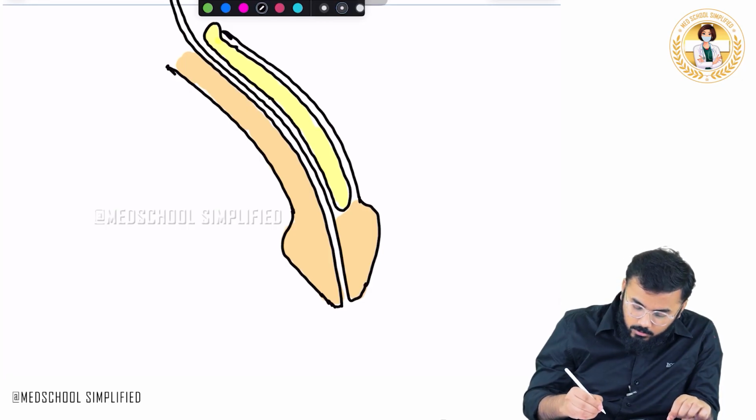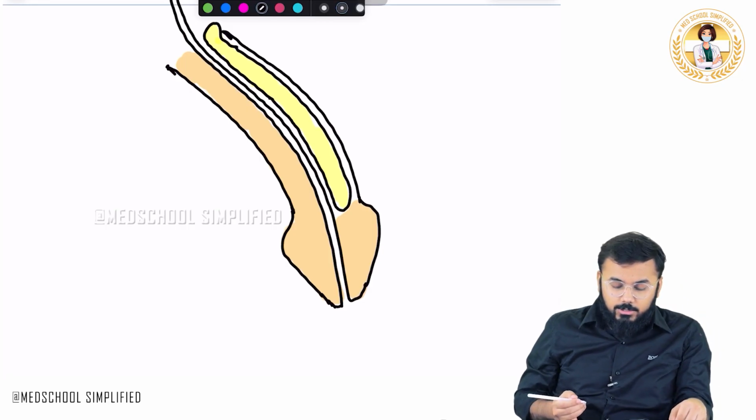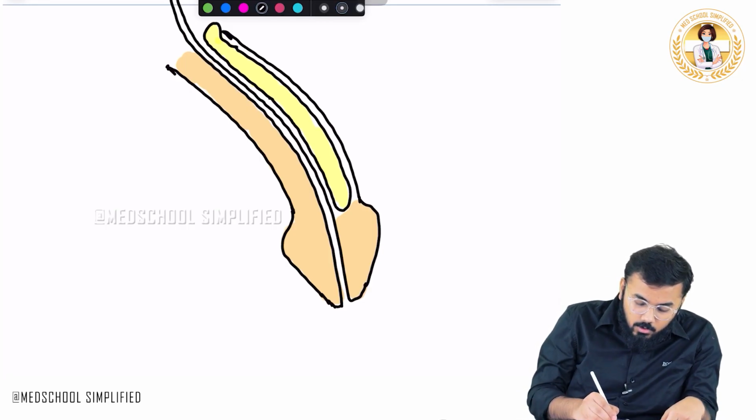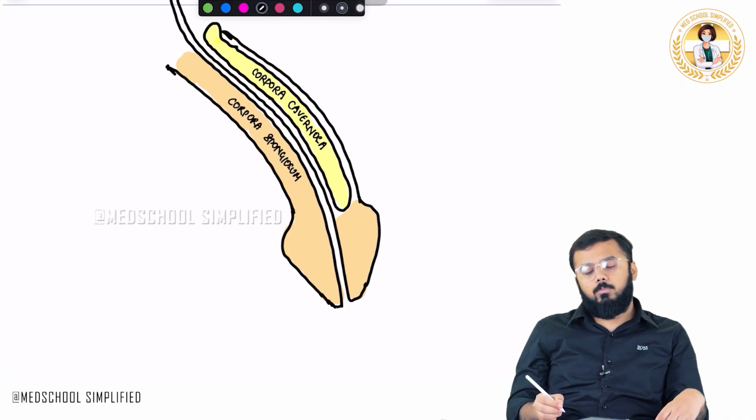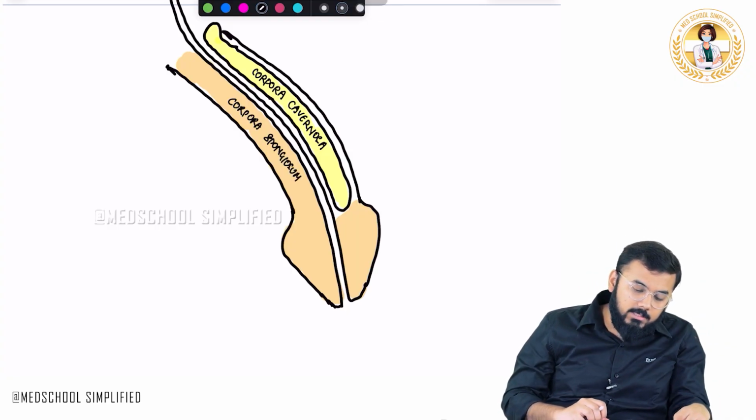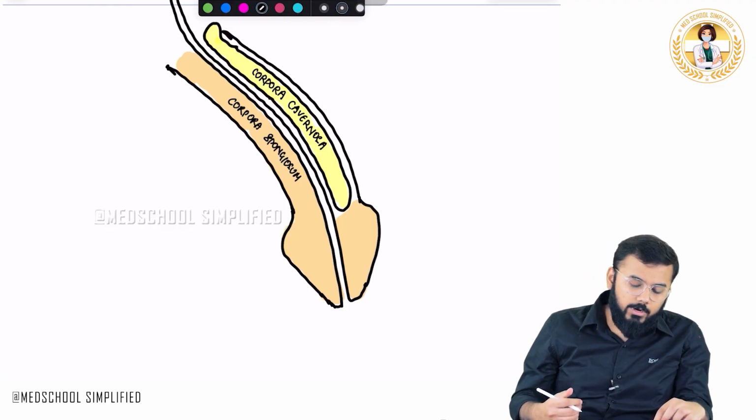So let me write it down, that this particular structure over here is called your corpora cavernosa, and this is called corpora spongiosum. Now after this discussion is done, second important thing you need to know.